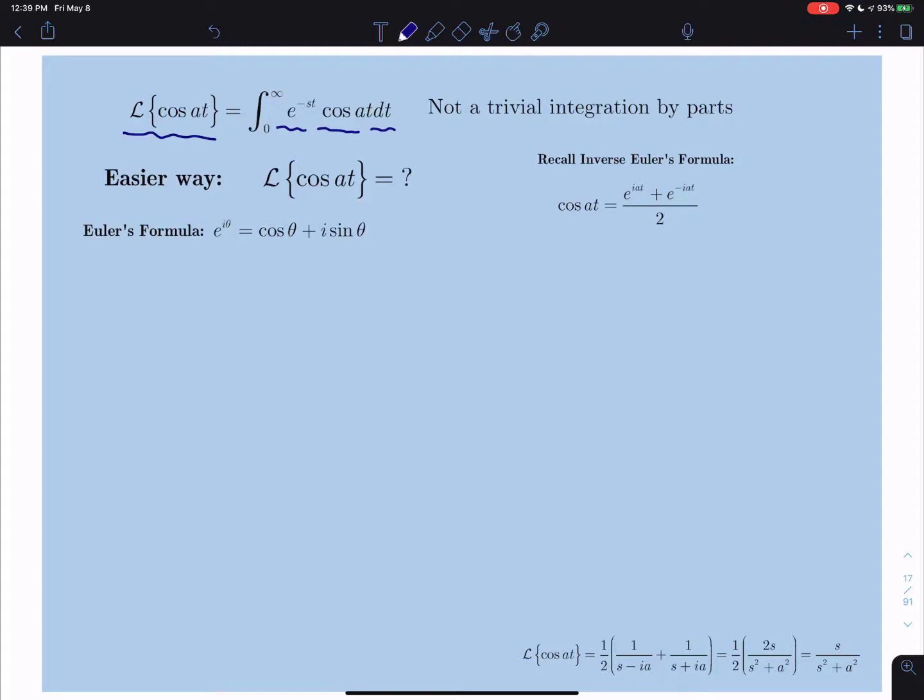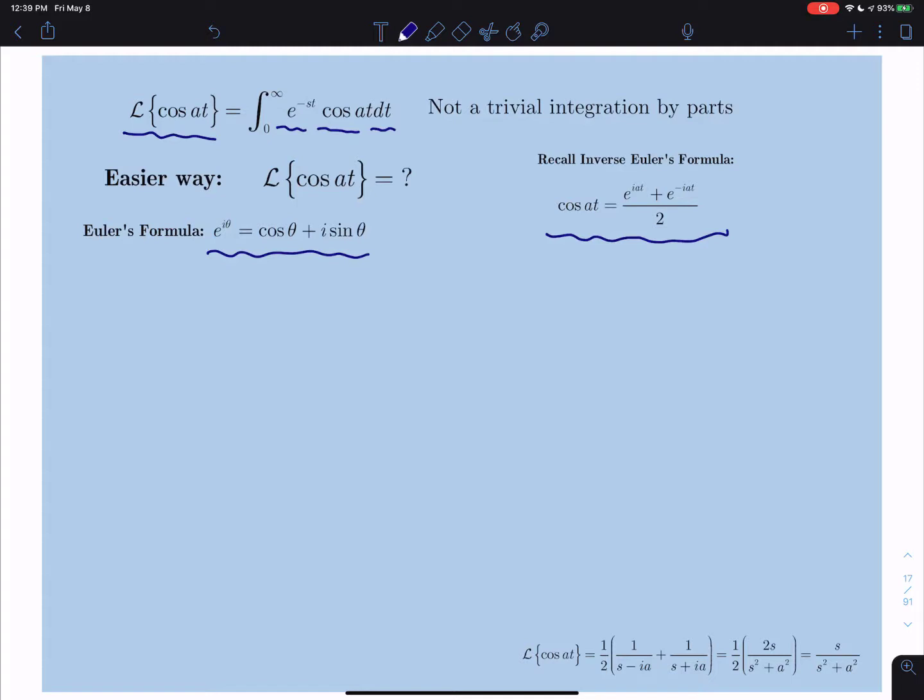Now if you recall Euler's identity or Euler's formula and the inverse Euler formula, you know from your pre-calculus class, I assume, or even in second semester calculus, that you could write cosine of at as a linear combination of exponentials. We call that the inverse Euler's formula. And there are similar formulas for sine of at, cosh of at, and sinh of at. So you could always write a trigonometric function using inverse Euler formula as a linear combination of exponentials.